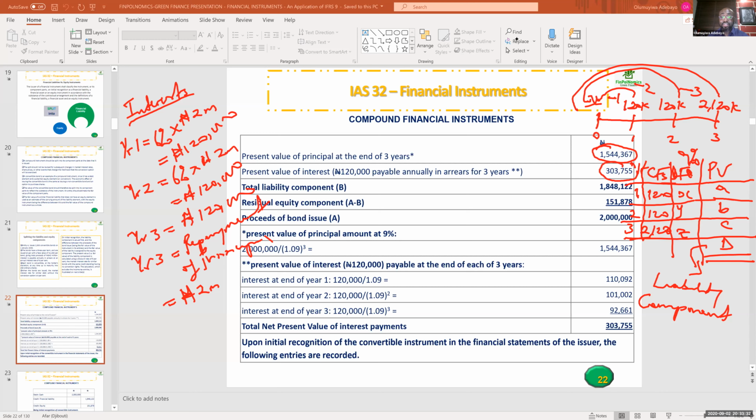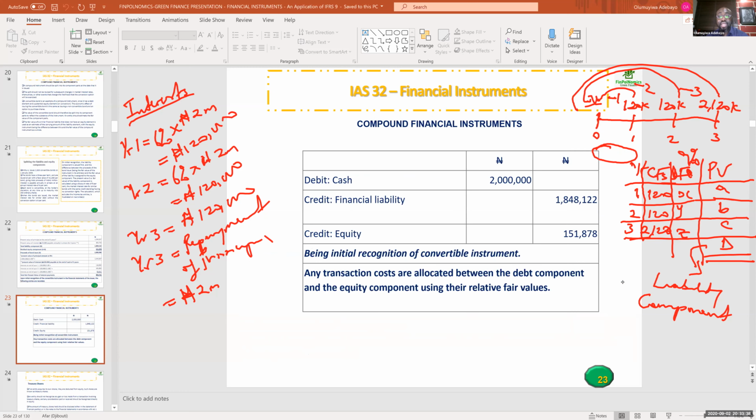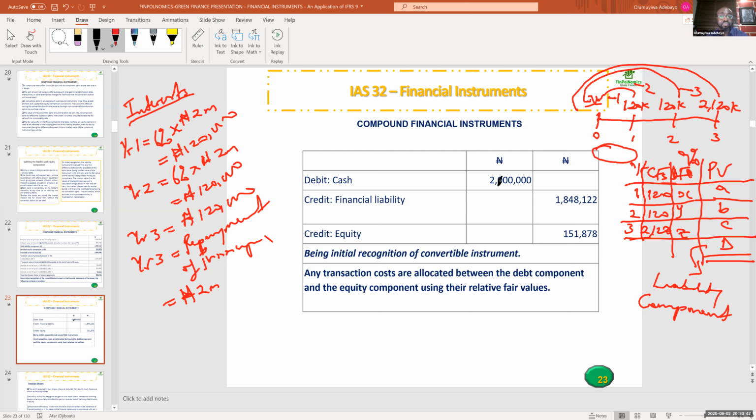And that is the position of it, which then means that at the end of the day, as I receive the cash, I will recognize 2 million as debit to my cash, and instead of recognizing the entire 2 million as liability, I only recognize 1,848,122 as liability, while the residual, the balance, I recognize it as my equity instrument. And that simply puts us in a good light.